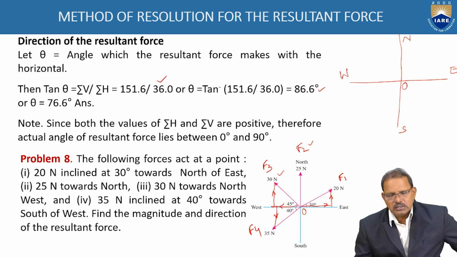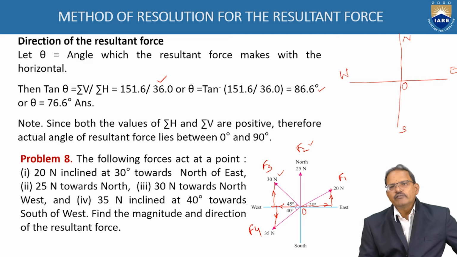Similarly, the sum of the components of forces which are acting in the upward, vertical direction is equal to F1, that is 20 sin 30, the second one is 25 sin 90, and the third force F3, that is 30 newtons sin 45. These three forces are positive because they are acting in upward directions. Minus, that is the F4 force, equal to 35 newtons, which is acting in the downward direction, so that is minus 35 into sin 40 degrees.